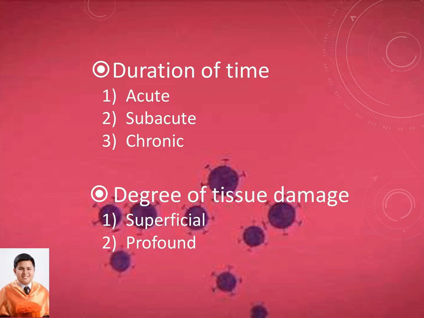In terms of the degree of tissue damage, we have two classifications. Number one is superficial. This degree may affect just the skin surface or just below its surface. And for number two, profound. This degree may now entail deeper tissues, and some books also use the term deep tissue degree.